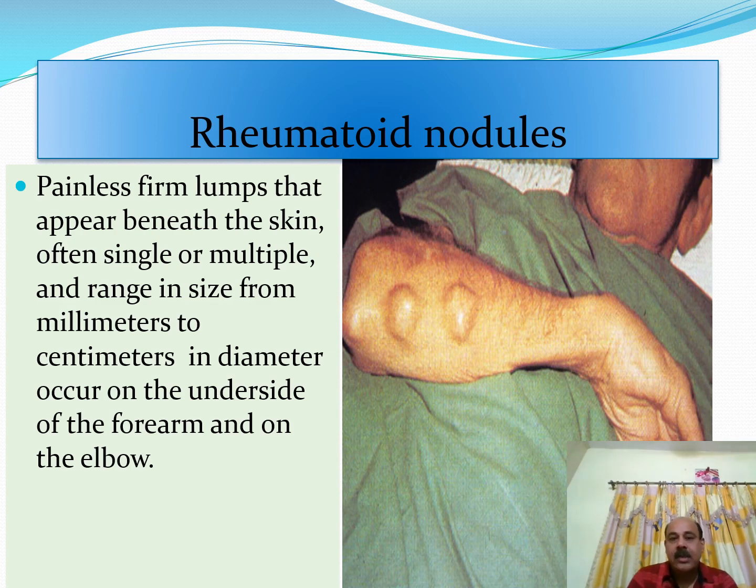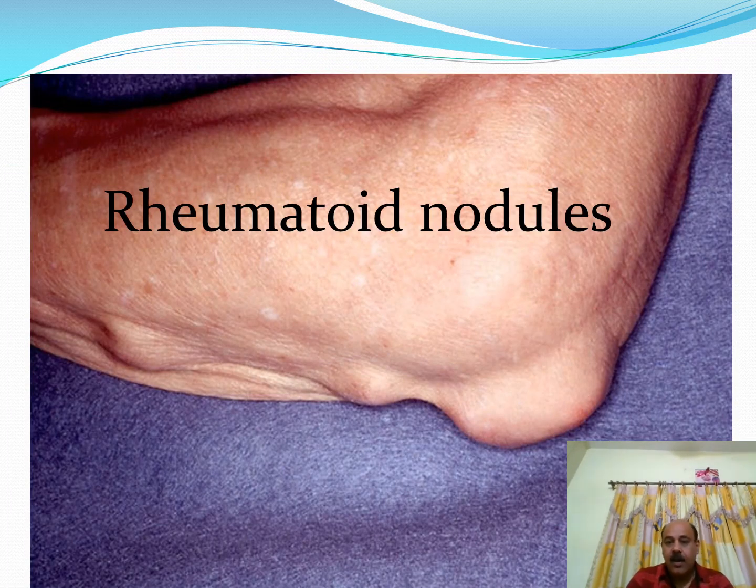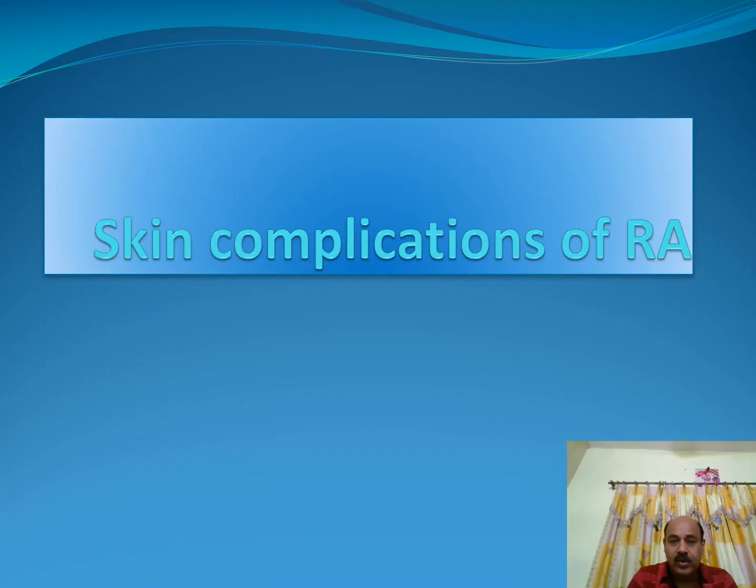Rheumatoid nodules. These are painless nodules that appear below the skin. They may be single or multiple, and they may vary in size from a few millimeters to centimeters. The usual sites are pressure points below the forearm and on the elbow. Again, here in this picture we can see rheumatoid nodules on the elbow joint as well as on the forearm.